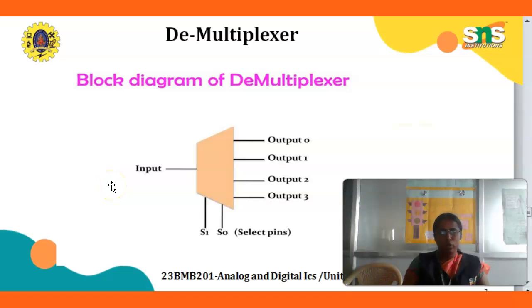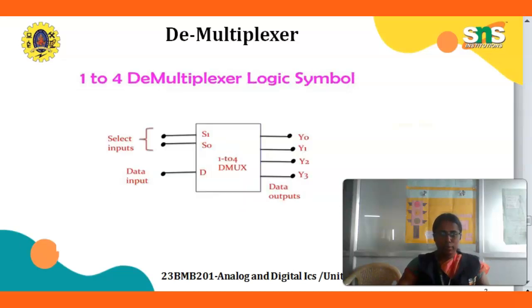This is the block diagram of a demultiplexer. The input is 1, that is a single input, with 2 select lines S0, S1, and outputs 0, 1, 2, 3. This is the main block diagram of the demultiplexer. The single input goes through the select lines, and the output will come out based on them. This is a 1:4 demultiplexer, with a single input, 2 select lines, and 4 output lines. Based on the select lines, the output will go.